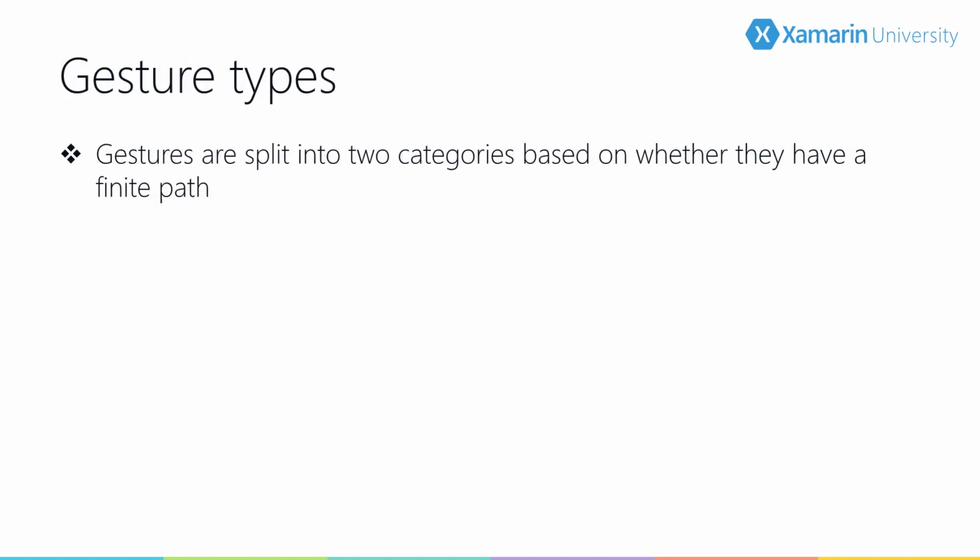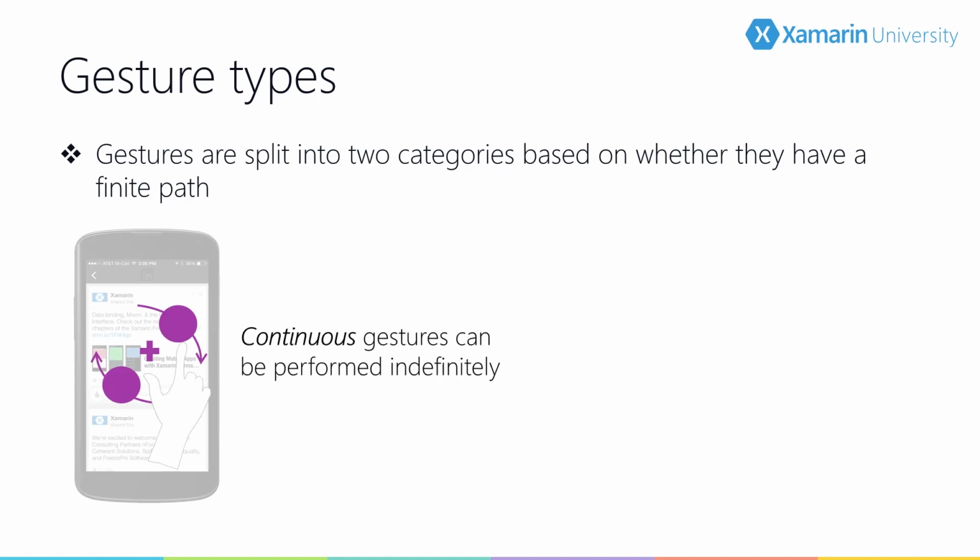We can categorize gestures by how they're performed. Continuous gestures don't have a fixed endpoint. Think about rotation, translation, or scaling. These gestures are continuous. As long as the user is in contact with the screen and moving the appropriate number of fingers, these gestures can be performed indefinitely.